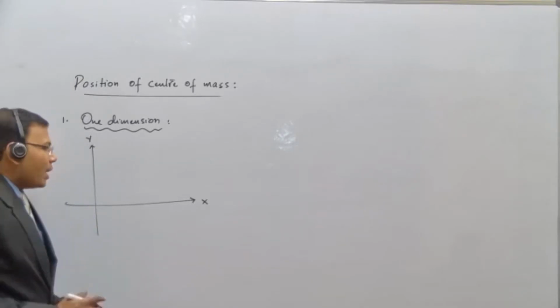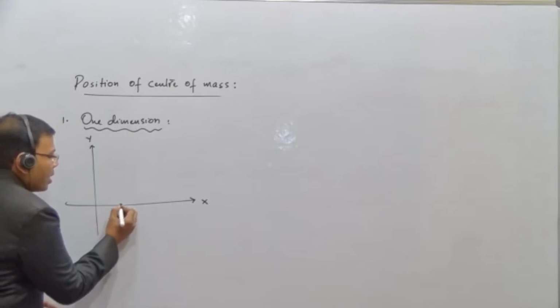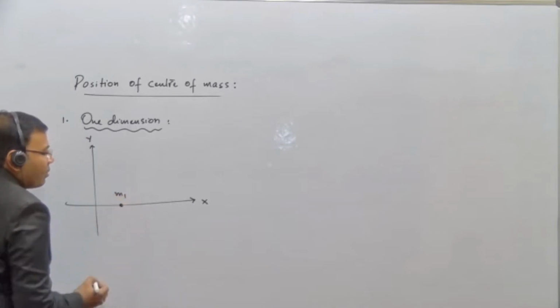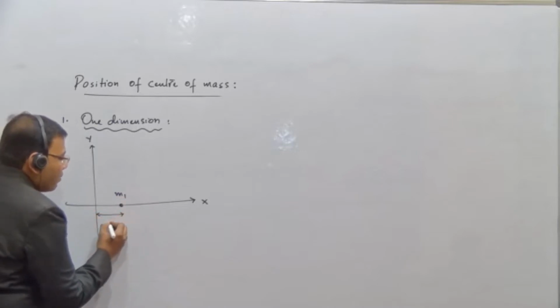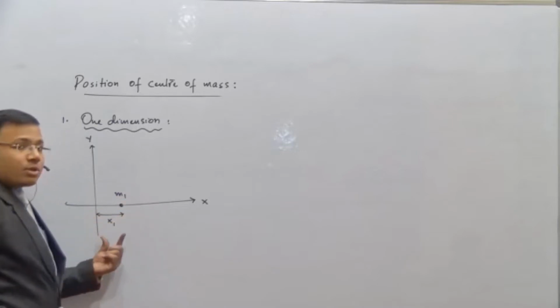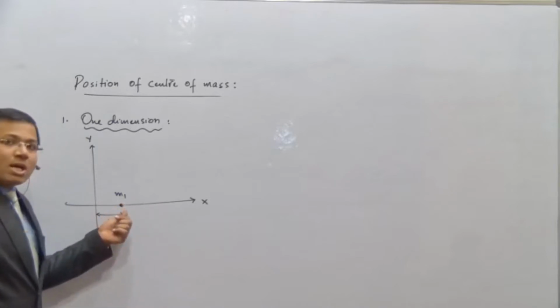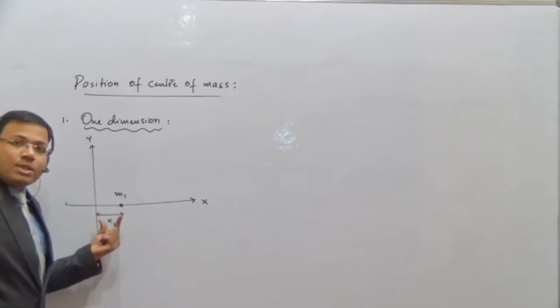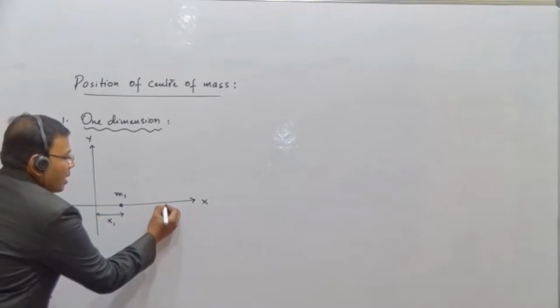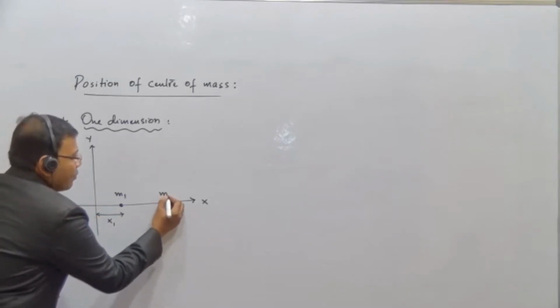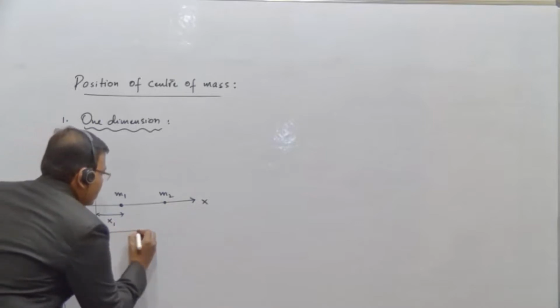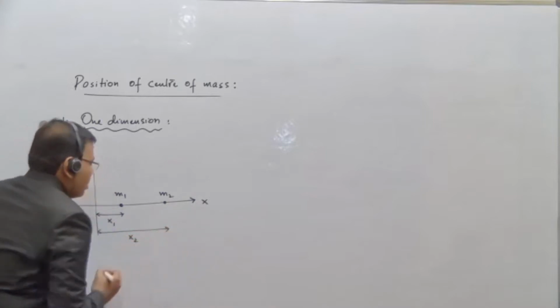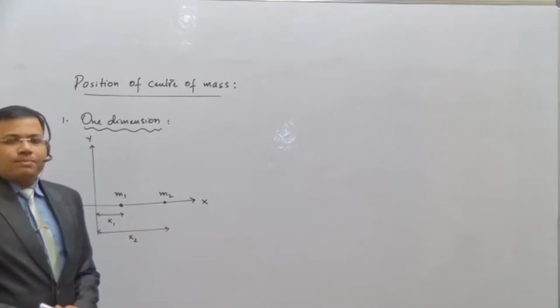So here, I consider a particle of mass m1. It is at a distance of x1 from the origin. x1, try to understand, a particle of mass m1 is kept at a distance of x1. Next, another particle, I consider it of mass m2, and this is at a distance of x2 from the origin.